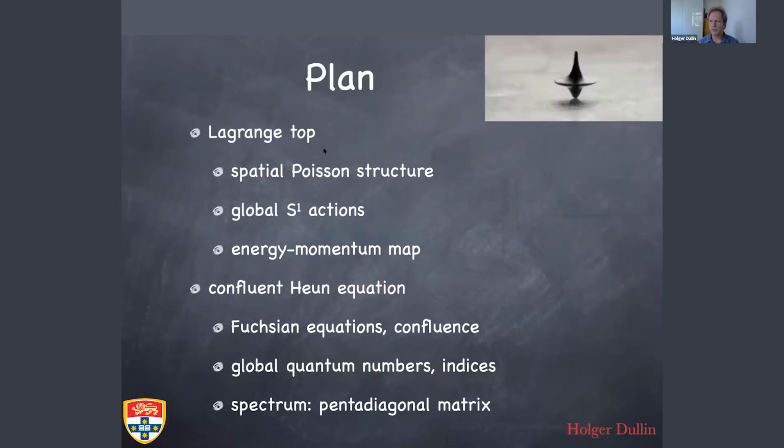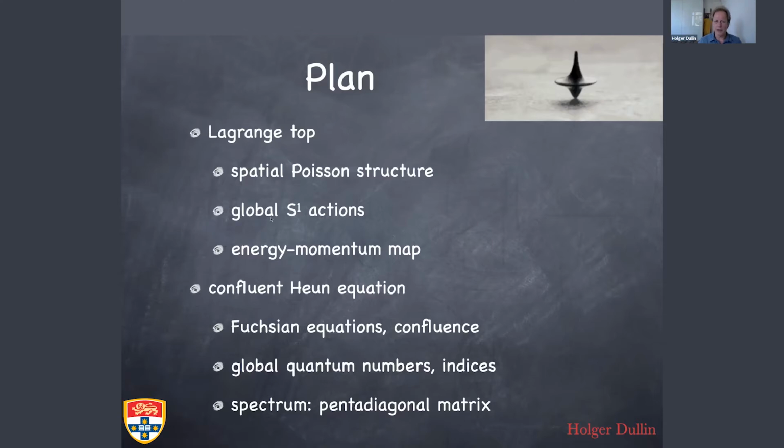So I'll talk about the Lagrange top, about the classical system first, and I will describe it in a Poisson structure that at least I couldn't find in the literature so far. So it's a spatial Poisson structure that lives in R7 and that gives a global description of the top. So I guess a lot of this is trying to avoid Euler angles, but in the end, I will need Euler angles to quantize the system.